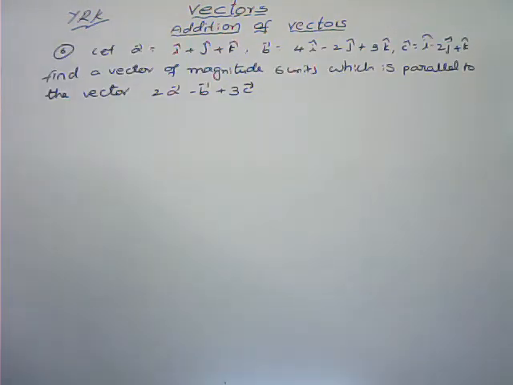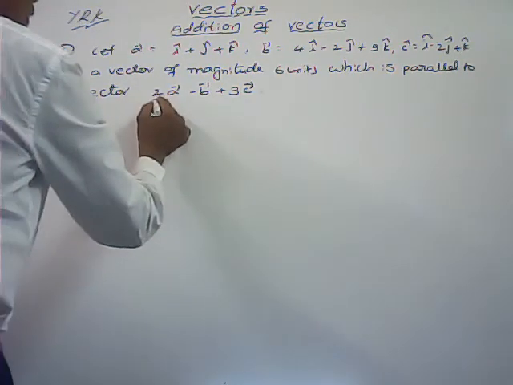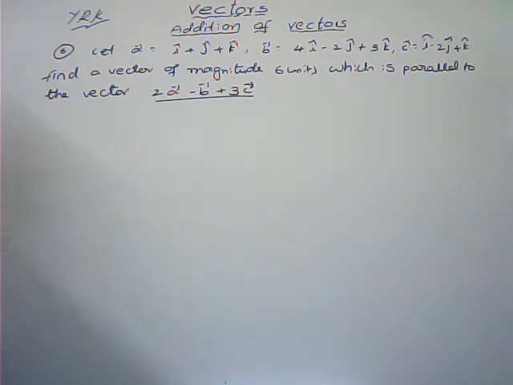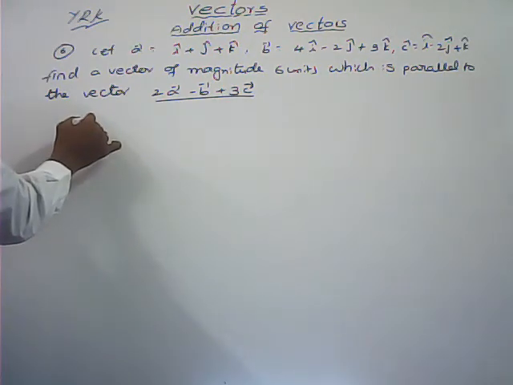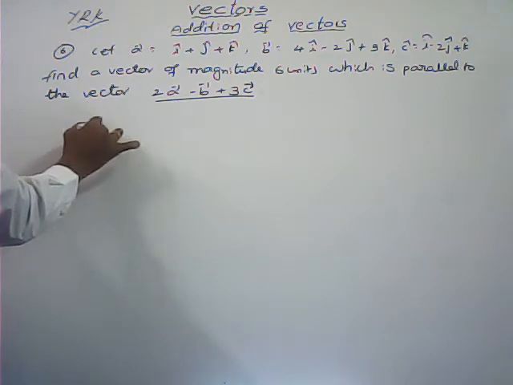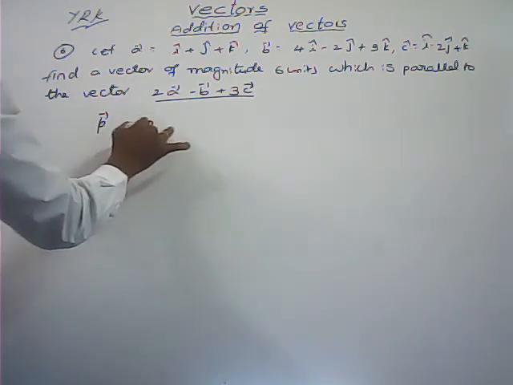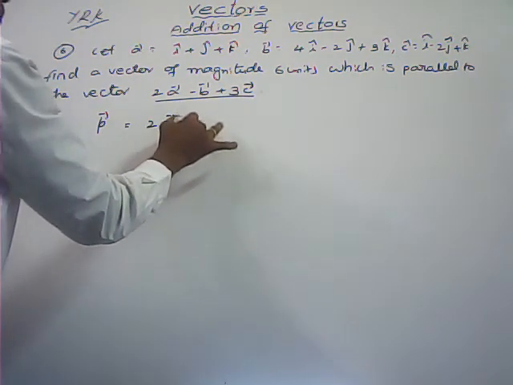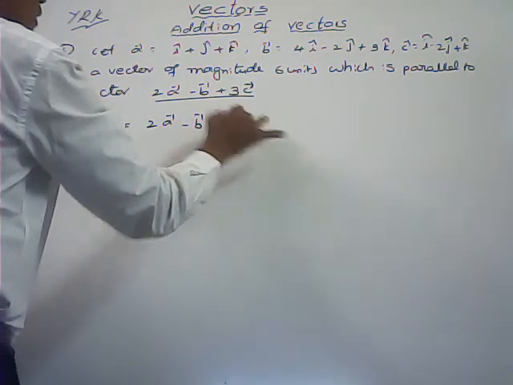Here also the same model question we have done. A bar, B bar, C bar. Find a vector of magnitude 6 units which is perpendicular to the vector. This total vector I am taking, you can consider anything. I am taking P bar, you can take anything. P bar is equal to 2A bar minus B bar plus 3C bar.